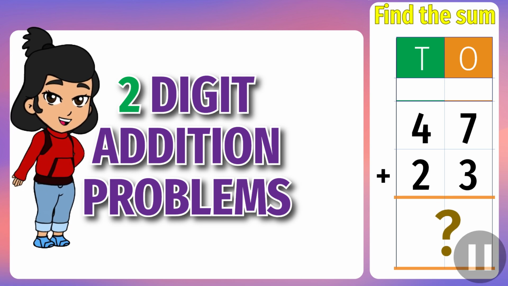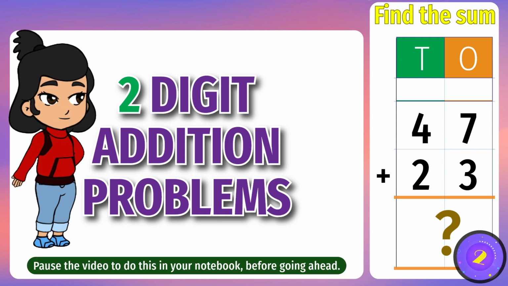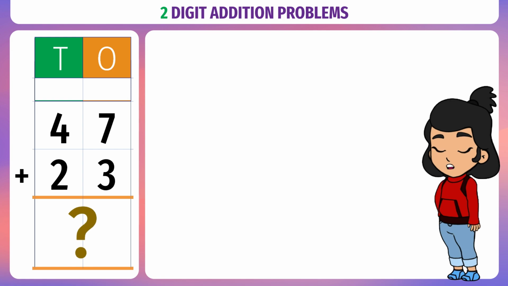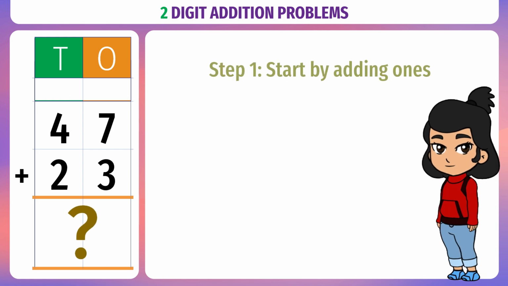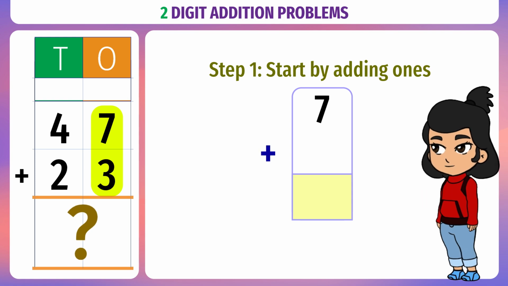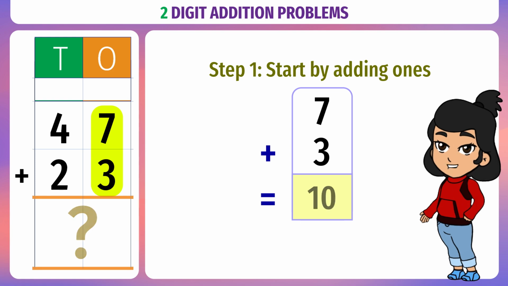Pause the video and solve this problem in your notebook. 47 plus 23. Start by adding ones. 7 plus 3 equals 10. Write 0, carry over 1.